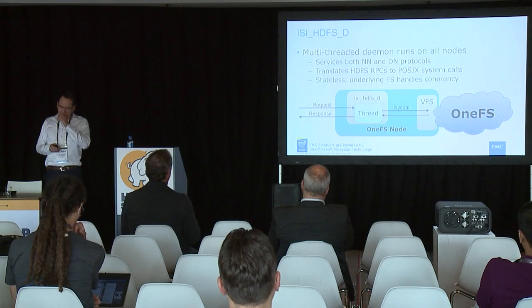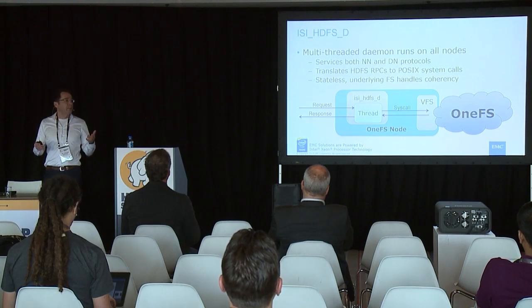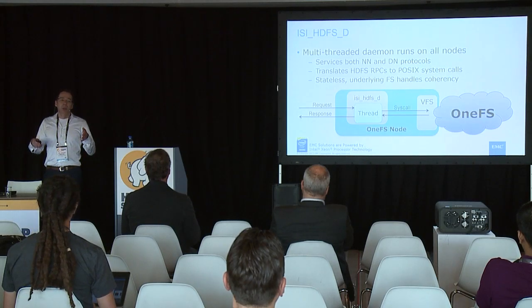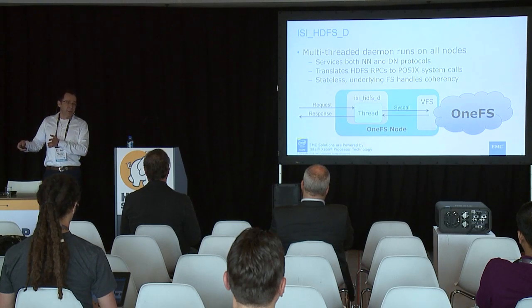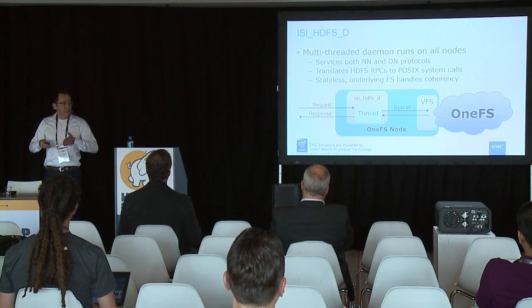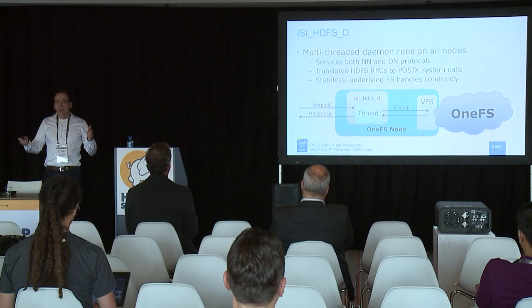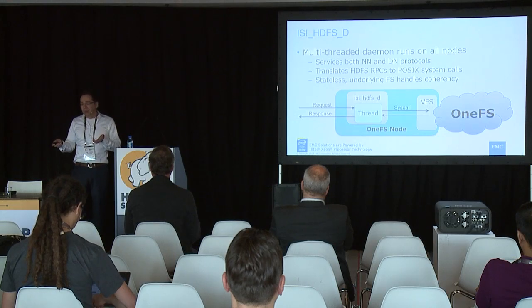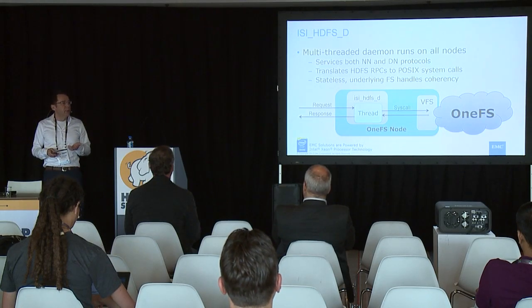So basically, we have implemented a daemon that runs on every node of the system that speaks HDFS. So we have implemented HDFS as a protocol rather than a file system, because we have had this file system since a decade or so with all the functionalities that we still miss in HDFS. Meaning, what I said, distribution across all nodes, being able to do snapshots, being able to replicate, all these nice things that we know from enterprise storage systems. So this daemon then translates the HDFS RPCs to POSIX system calls, and since the protocol is stateless, the file system handles coherency in the background.